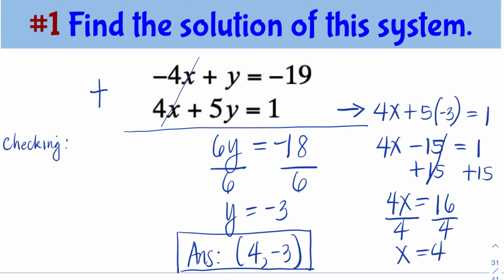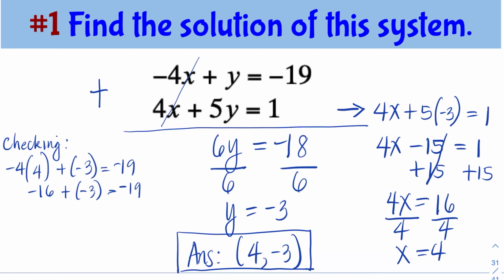To check your answer, we can plug in 4, negative 3 to both the first and second equation, and it should be true for both equations. So let's substitute 4, negative 3 to the first equation. We have negative 4 times the x value positive 4 plus negative 3, is it equal to negative 19? So here we have negative 16 plus negative 3 is equal to negative 19. And yes, it is true, negative 19 is equal to negative 19.